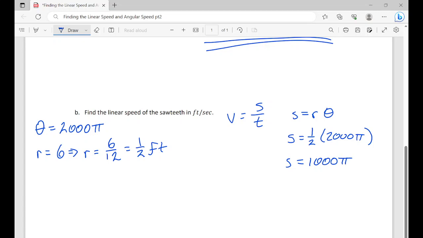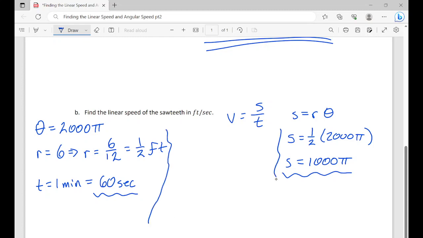So now I know s, but to do the linear speed I also need to know t. And t is in seconds. So we know that before it was dealing with per minute. So t is equal to 1 minute, but we need to convert it to seconds. So 1 minute is just 60 seconds. Now we have everything we need. We have s, we have the converted t.